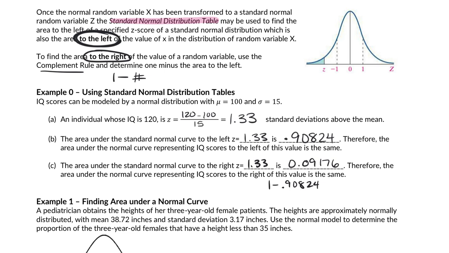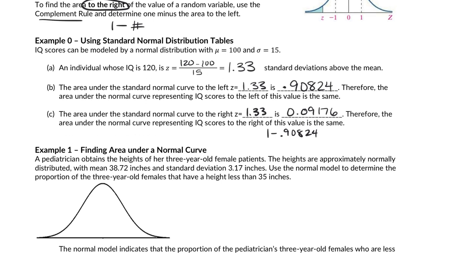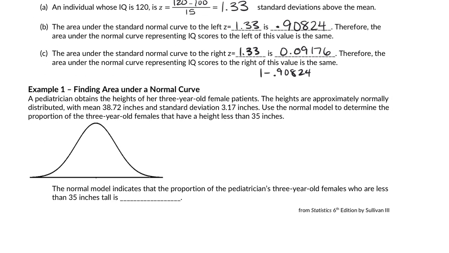So these eventually allow us to make conclusions about how good, how outlier, how unusual, if you will, our particular data point is. So let's see one from start to finish, because that was example 0, with a lot of training wheels on it. Here's what a question might look like. A pediatrician obtains the heights of her 3-year-old female patients. The heights are approximately normally distributed with mean of 38.2 inches and standard deviation of 3.17 inches. Use the normal model to determine the proportion of the 3-year-old females that have a height less than 35 inches.